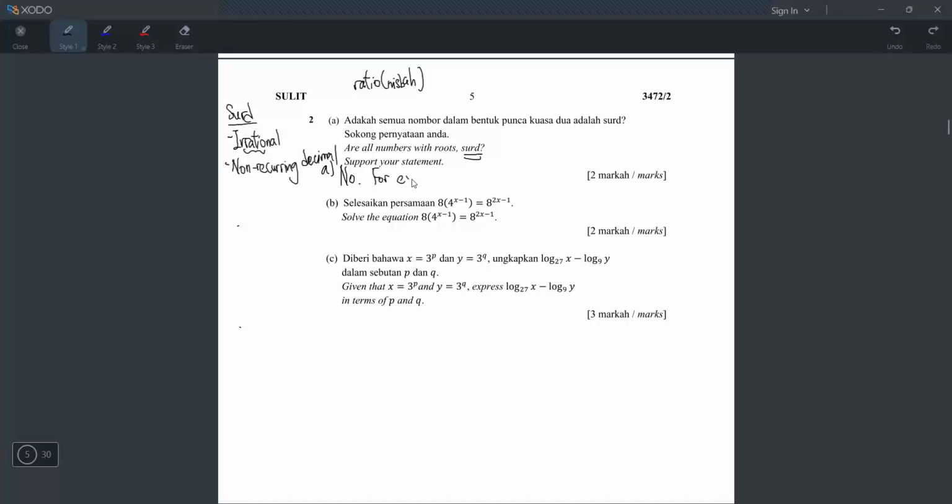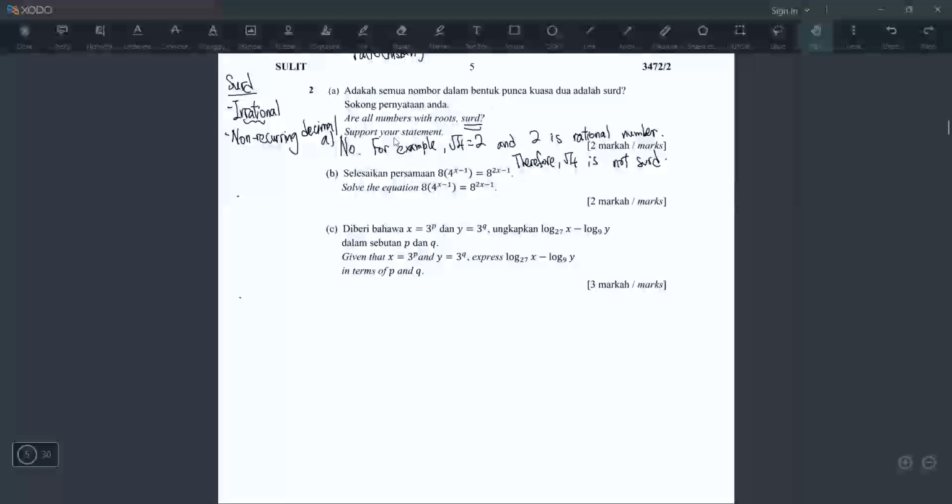So I think I can write, for example, square root 4 is equal to 2, and 2 is a rational number. Therefore, square root 4 is not a surd. So let's see whether we answered the question. Are all numbers with root surd? No. For example, square root 4 is 2. 2 is a rational number, so it's not a surd. Okay, I think this statement can support already.